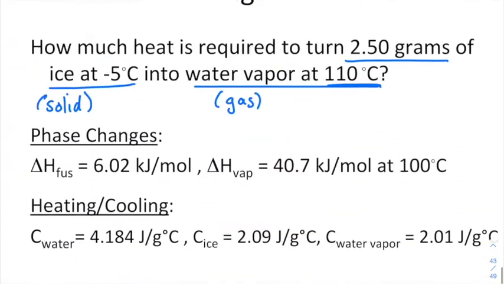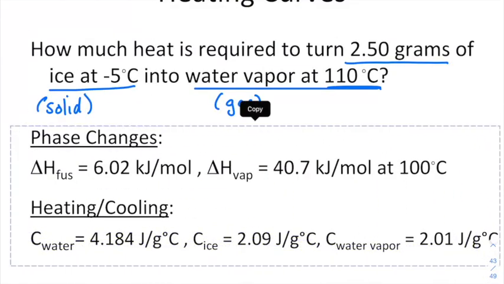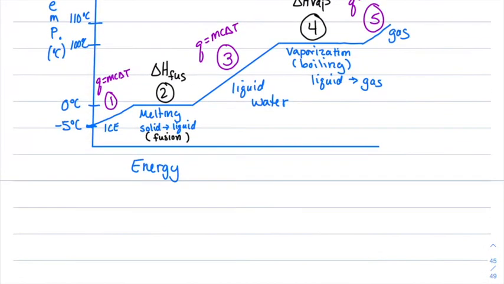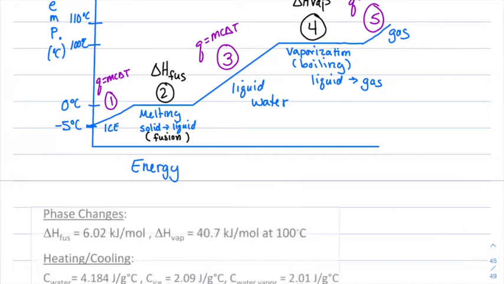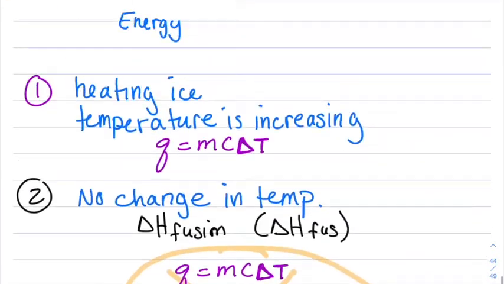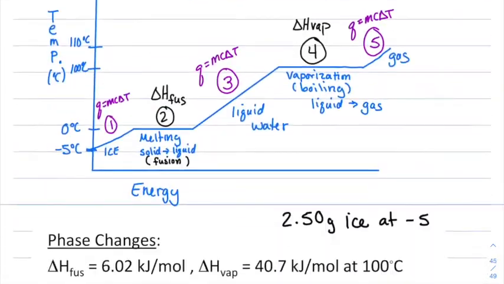And I'm also going to grab our information here. And we are talking about 2.50 grams of ice. And I think it was just 5 degrees Celsius.